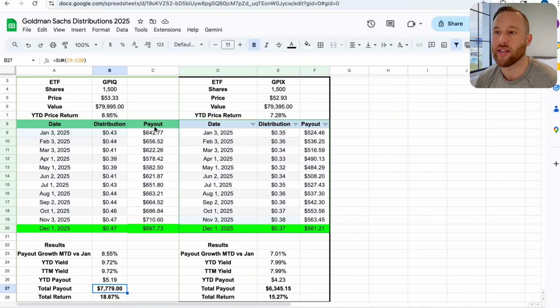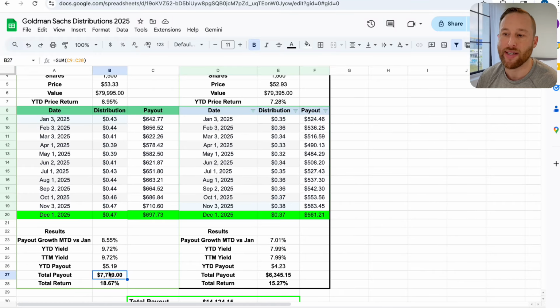Should you have invested, or should you have the value of 80K with these 1,500 shares, your total payout for the year so far would have been 7 to 8K. Yes, we have potentially one more payout to go at the end of December or early January for the year, but the total payout was 7 to 8K.